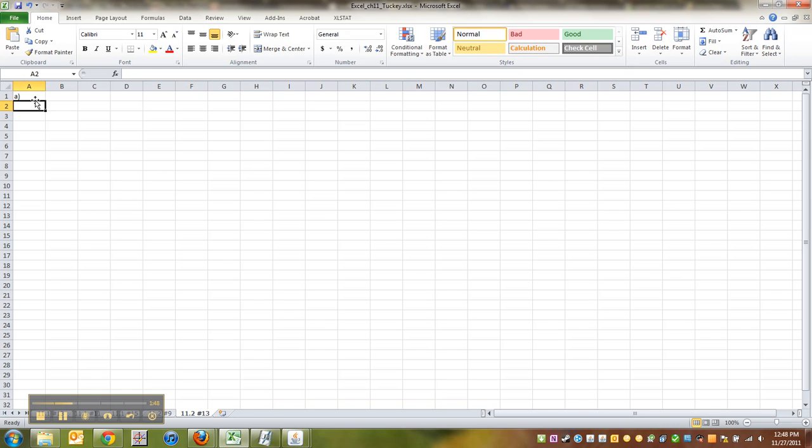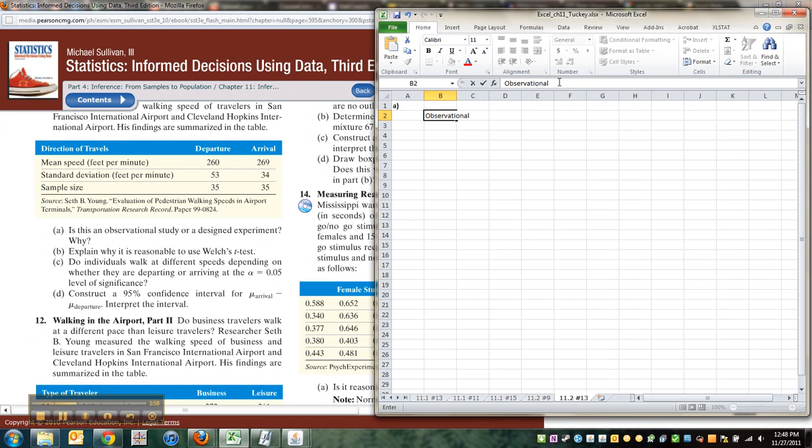Part A. Well, this is definitely observational, right? Which is sort of where we ran into trouble in the last one as well with the community colleges. Because when it's observational, there's confounding variables. All right, so observational because the researcher is merely observing people arriving and departing.